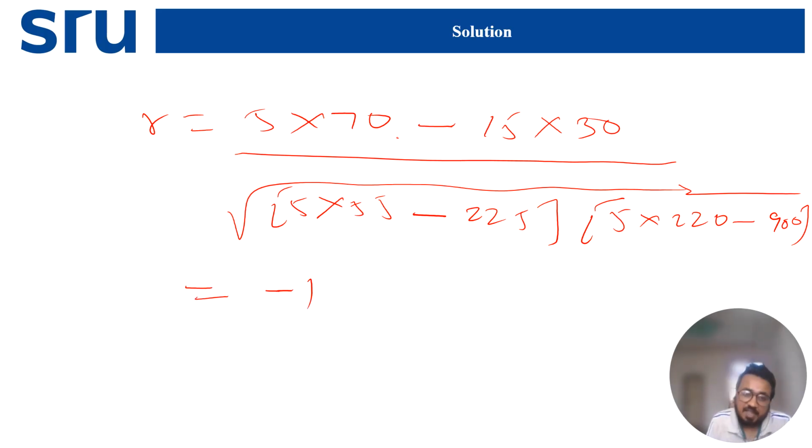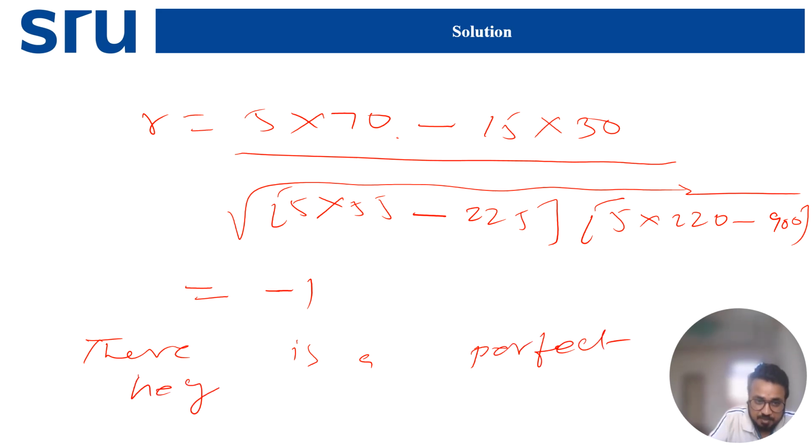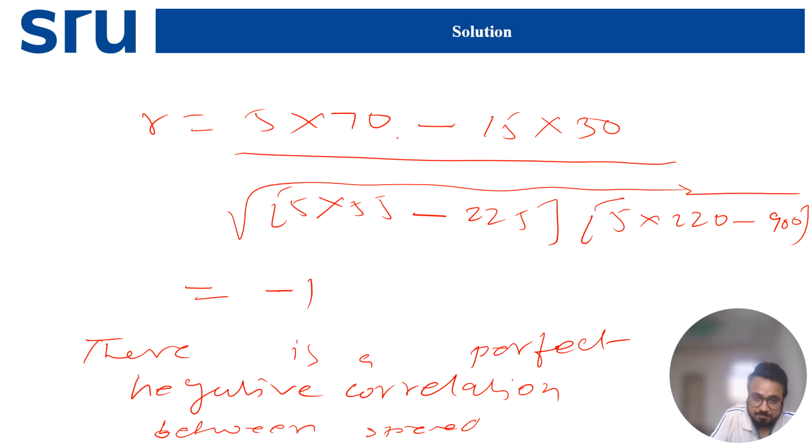So what do we get? If the correlation coefficient r is exactly -1, that means this is a perfectly negative correlation, which means there is a perfect negative correlation between speed and time.